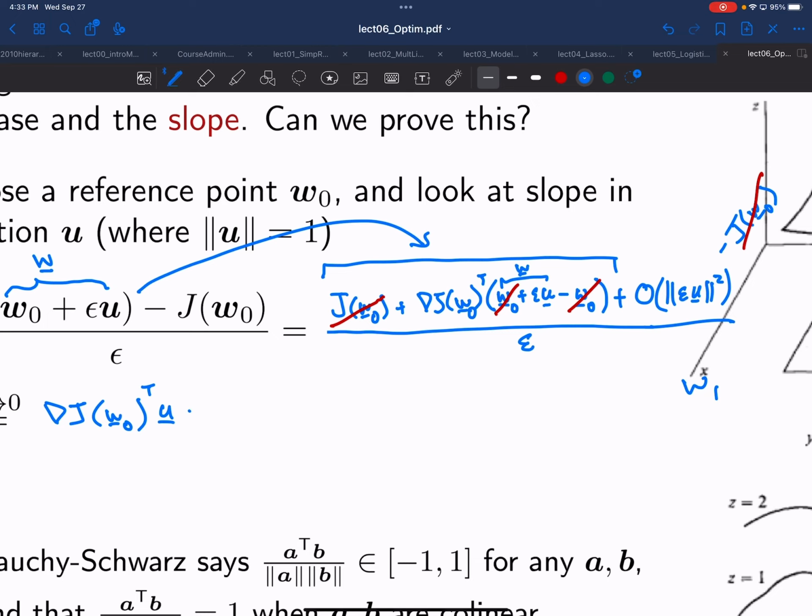We have one more term here, which is big O. Let's think more about this second term. If you have this epsilon inside the squared norm, you can pull it out of that squared norm, but it will square when you do that. So you're going to get epsilon squared times the norm of u squared, and that's divided by epsilon. But this norm of u, we said, is 1. So we can forget about that.